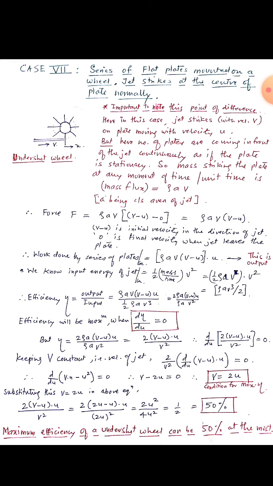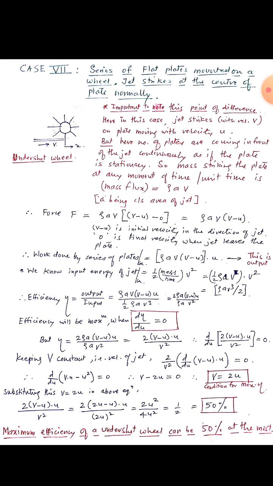Now input energy per unit time we already know, that is half rho A V cube. It is written here. Therefore, the efficiency is output divided by input. Final equation of efficiency we can see here. It is 2 times V minus U into U divided by V square.